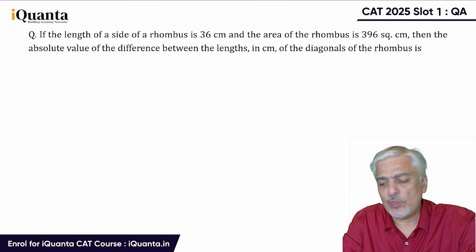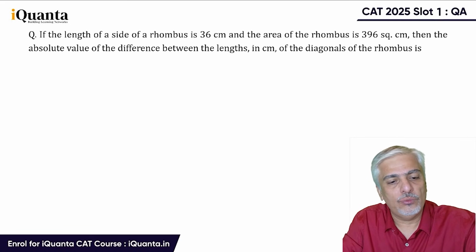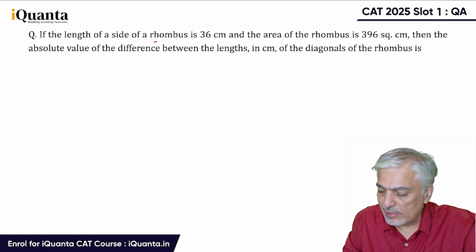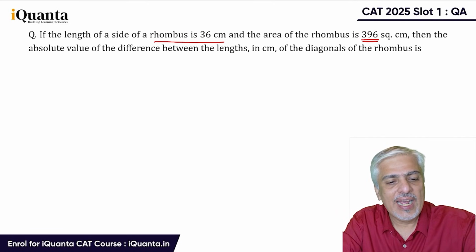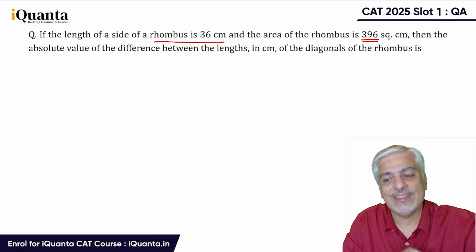Let's start with the first question, which is on geometry. They have given us the side of a rhombus is 36 centimeter and the area of the rhombus is also given. So you need to know the formula for area of the rhombus. We want to find the absolute difference between the length of the diagonals.